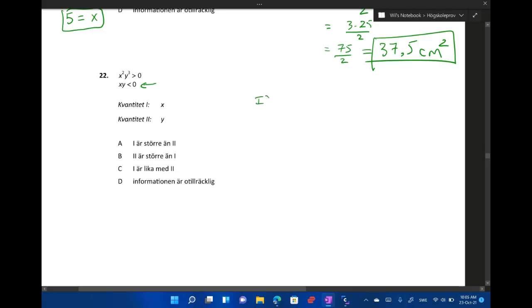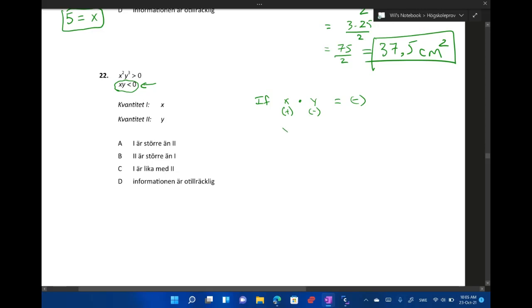If x is a positive number, and we'll say that y is a negative number, when we multiply a positive and a negative number, we always get a negative number. And that statement holds true. x times y is less than 0, it's a negative number. So therefore, x times y is a negative number.